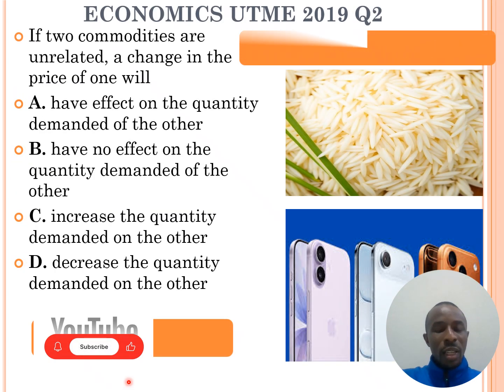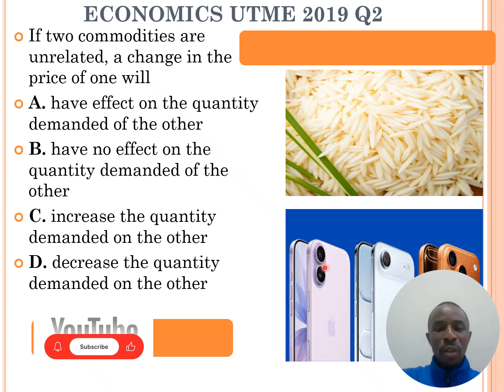Number two, if two commodities are unrelated, a change in the price of one will have no effect on the quantity demanded of the other. That's option B. We have two commodities here. For example, we have rice and we have iPhone.